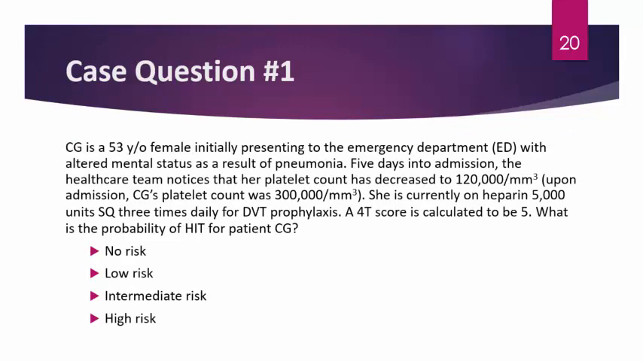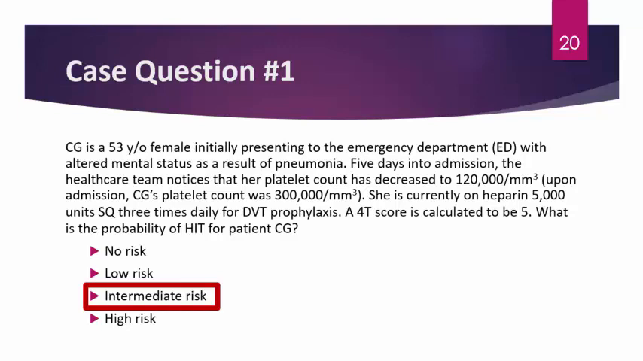So in regards to case question 1, we had a female come in to the ED with altered mental status as a result of pneumonia. She was in the hospital for 5 days, and the healthcare team noticed her platelet count was 120,000, and it was 300,000 upon admission. She's currently on heparin 5,000 units sub-Q 3 times daily for DVT prophylaxis. Her 4T score is 5. What's the probability of HIT for patient CG? The answer here is intermediate risk.